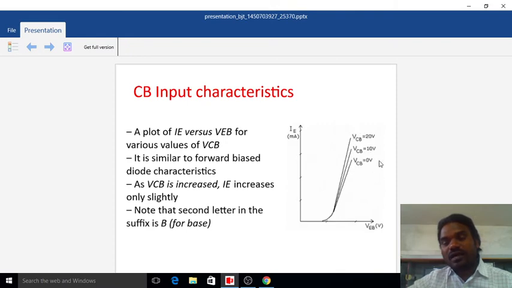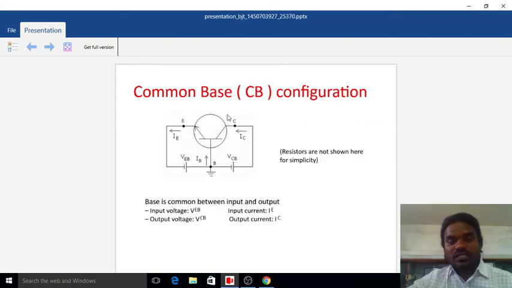Output voltage, by keeping the output voltage constant, we are going to determine the relation between the input voltage and input current. That means what? If the output voltage is 0, the base is p-type material and the emitter is n-type material. That means it is simply acting as a PN junction diode.